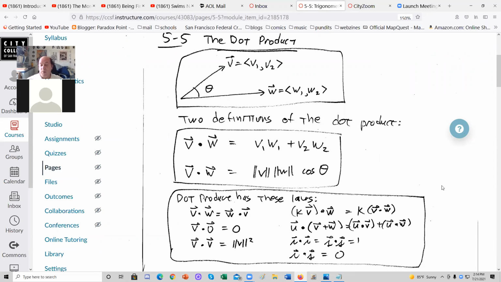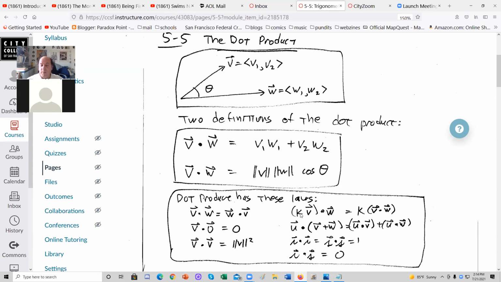Various rules. One is that v dot w equals w dot v, so it's commutative. V dot the zero vector is the zero number. V dot v equals length of v squared. That should make sense because v dot v will be v1 squared plus v2 squared, which is the length squared by Pythagoras. Or here v dot v is length of v times length of v times cosine of 0, which is 1, which again will be the length of v squared.